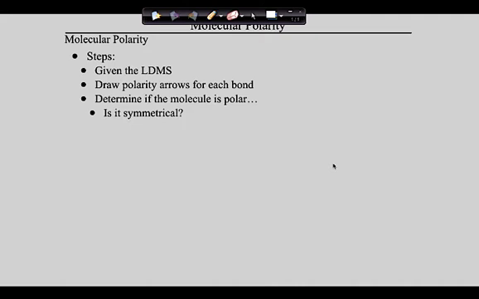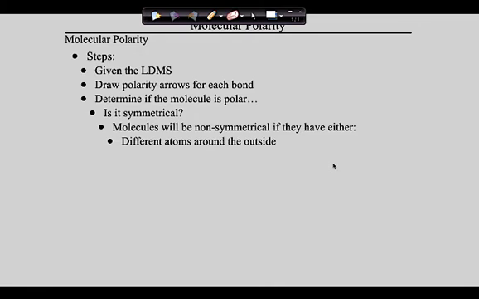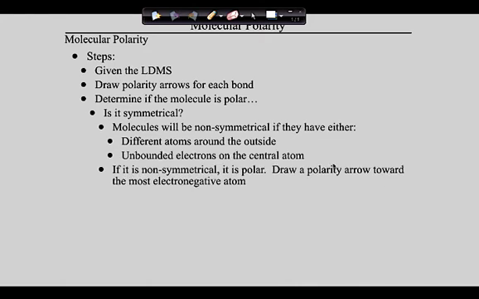So when you're trying to identify whether or not a molecule is symmetrical, what you need to remember is that molecules will be non-symmetrical, non-balanced, if they have one of these two things true. One is if they have different atoms around the outside. As you'd expect, if there are different atoms around the outside of the molecule, they won't balance each other out. That molecule will be non-symmetrical. Another thing that can make molecules non-symmetrical is if they have unbonded electrons on the central atom.